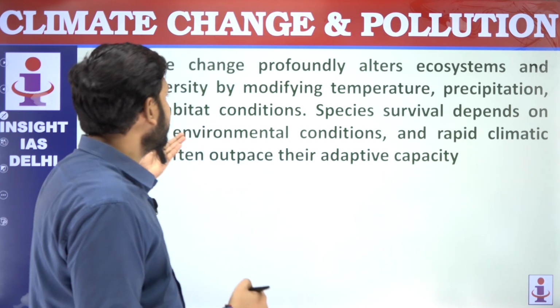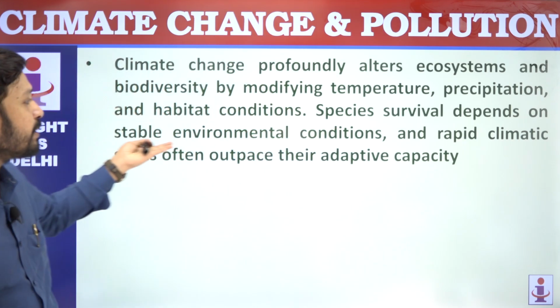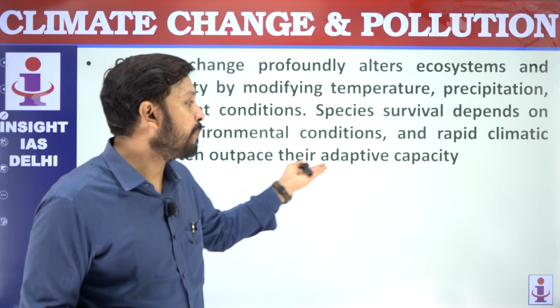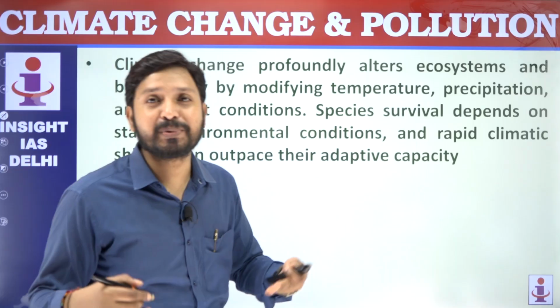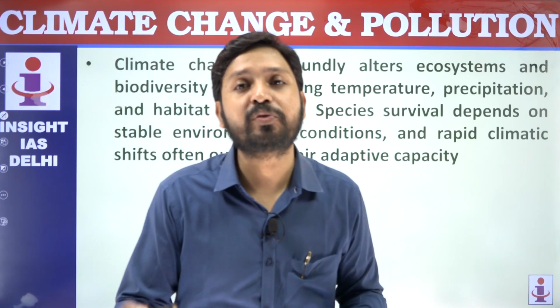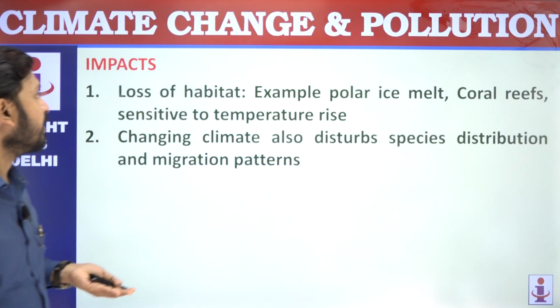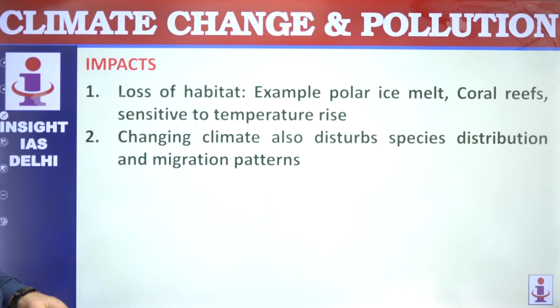So species survival depends on stable environmental conditions, and rapid climate change often outpaces their adaptive capacity, because these species cannot adapt to rapid changes in temperature and such. So the chances of their extinction are very high. So what are the impacts of this climate change?